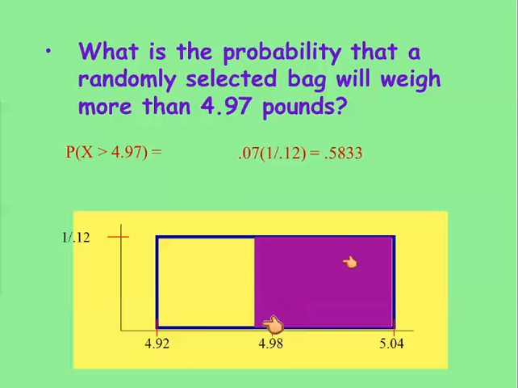You can see where that's coming from. The 0.07 is from here to here. That's the difference between those values. And then the 1 over 0.12 is this height right here. That was the uniform distribution that we had going across here. And so I can take those two, do that division, and wind up with the probability that a randomly selected bag will weigh more than 4.97 pounds in this situation. That's 58% of the time.